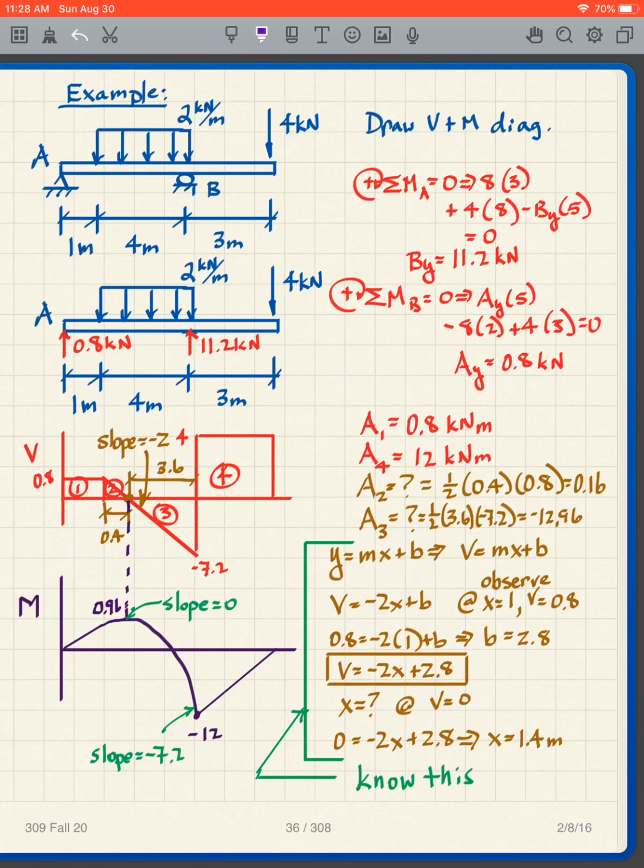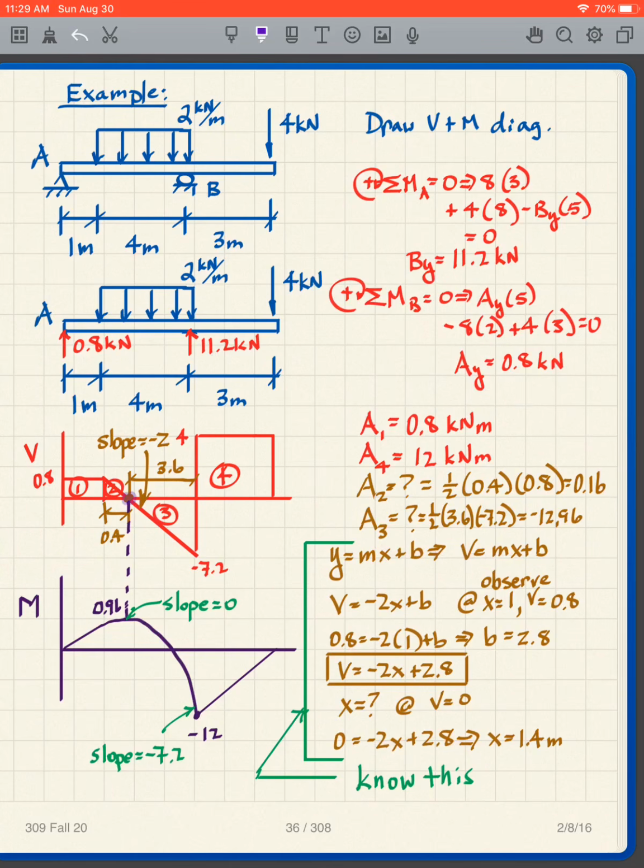And I now need to know this point here. So at v, I want to know v equals 0. I solve for x. So I have the equation of my line, I put in 0 right there, and I solve for x. I get x equals 1.4. So you need to know how to do this. So I get my areas. I get all my areas.